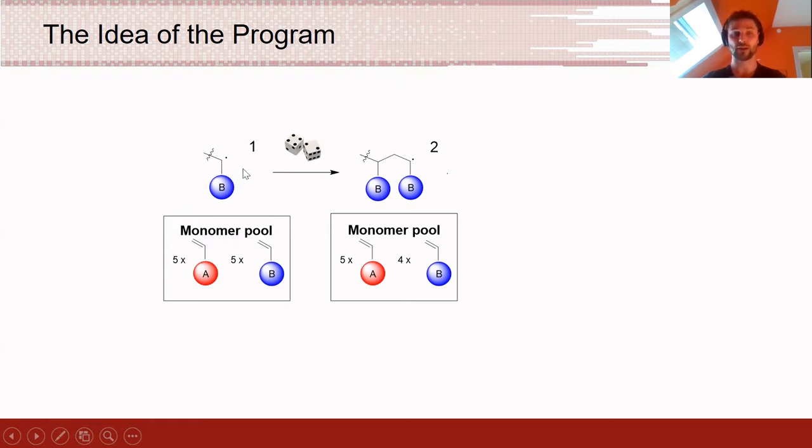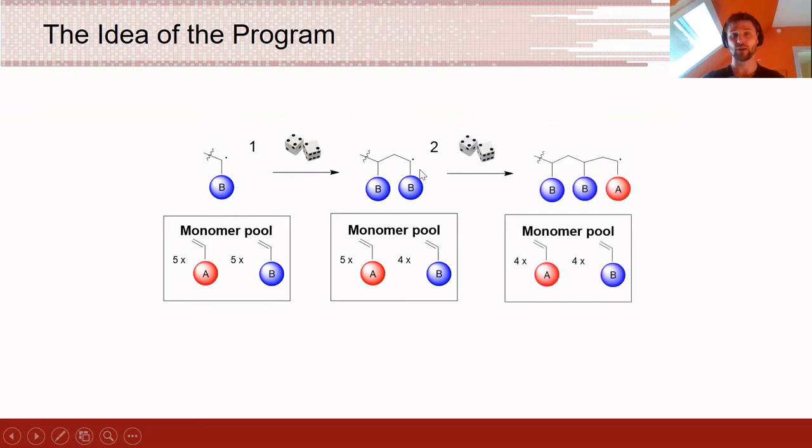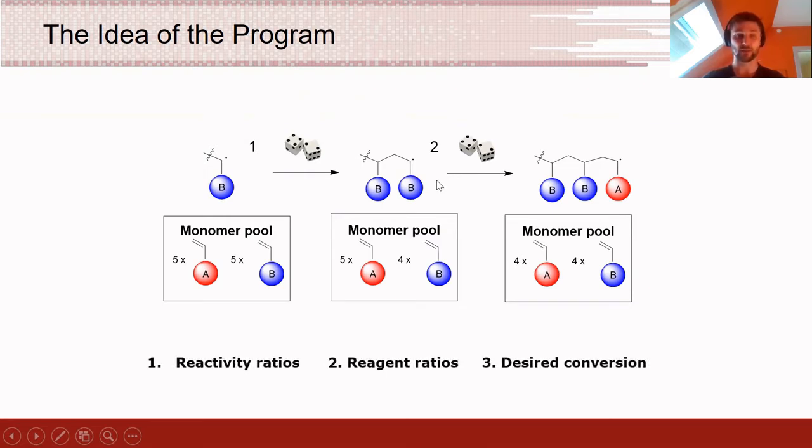So in this case, the growing polymer B added another monomer B, and the monomer B is subtracted from the pool. And this, of course, changes the statistics and the probability of what will be the next monomer to be consumed. And the program continues, and now it's on a monomer A. And again, this changes the statistics and what monomer is going to be added.